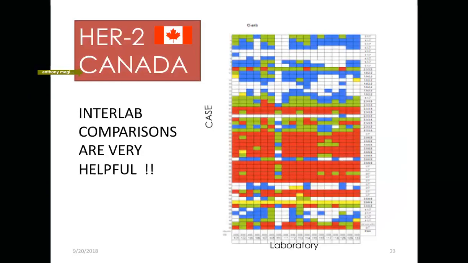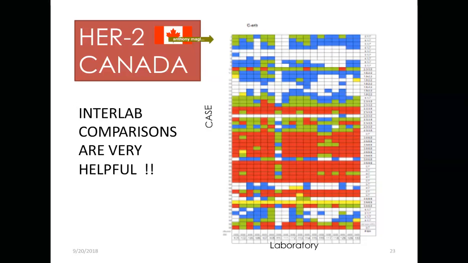Here's some results from something called CIQC, which is a Canadian program to look at laboratory proficiency testing, much like CAP. In this particular study, a tissue microarray is sent around a number of labs, and the results are shown here in this matrix. So each row of this shows a single case. Each column is a laboratory, and the results going across show how the results occur at each lab.